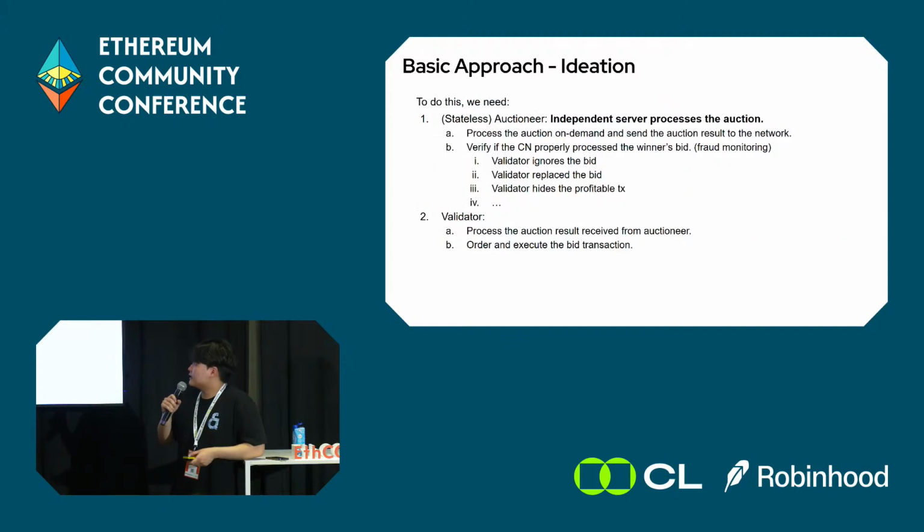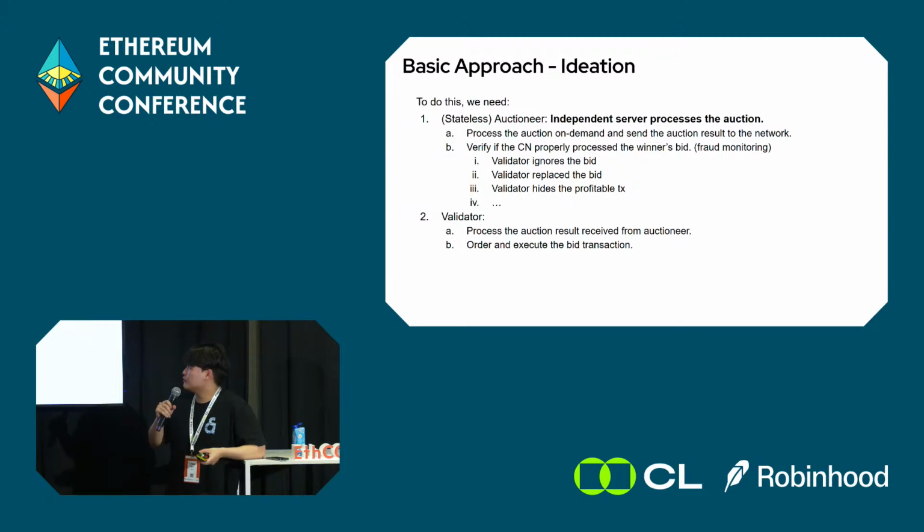So the ideation is simple. As I said before, we need the stateless auctioneer, which is basically an independent server that processes the auction. It processes the auction when there's a request from the searcher. The searcher will send the target transaction and the bid, and the auctioneer will start the auction with a certain duration of time. We call it the auction interval. And it sends the auction result after selecting the winner, and sends the final result to the network, like the validator, to request the inclusion of the bid result into the block finally.